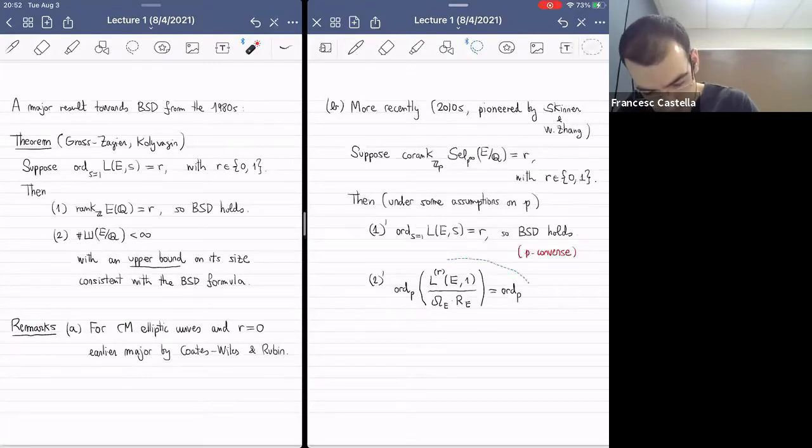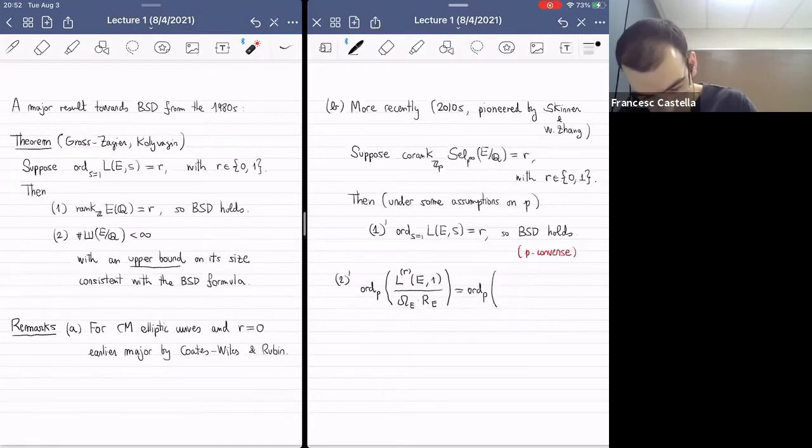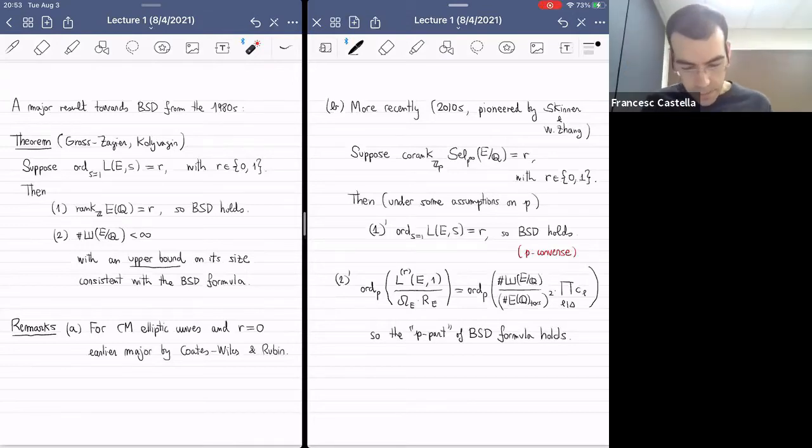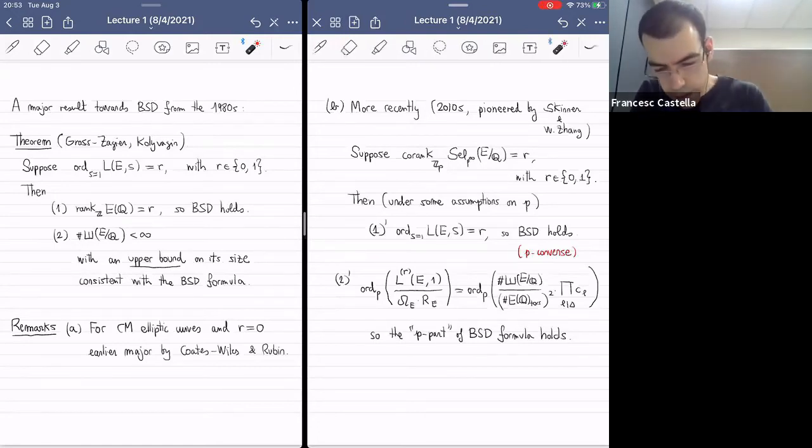So one gets this is equal to the quantity in the BSD. Okay, so what we could call the P part of the BSD formula holds. As I said, these more recent results still use Heegner points plus more recent techniques. And probably we'll hear some of these more recent developments in the research conference next year.